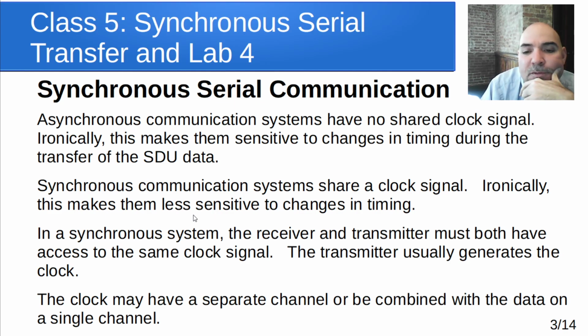So in a synchronous system, the receiver and transmitter must both have access to that clock signal. Transmitter usually generates the clock. Not always the case. It could be an independent clock. It could be the receiver generates it. But in most systems, the transmitter is generating the clock signal as it's putting the data bits out on the line. And that clock, how do they both share that? Well, generally, the clock signal has its own separate channel. Or there are some techniques that we'll see in a future lecture where we can actually combine the data with the clock and put them on a single channel together. We'll look at that not in this lecture, but in a coming lecture, later this semester.